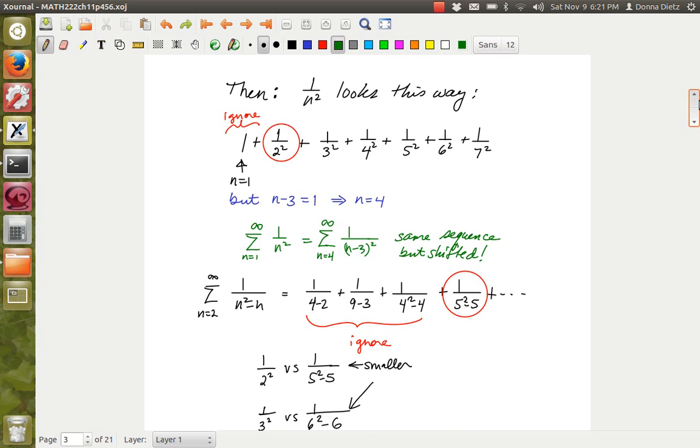Well, then what we do is we look at the two series. We look at the 1 over n squared series versus the 1 over n squared minus n series. We look at these two guys, and we compare term by term.